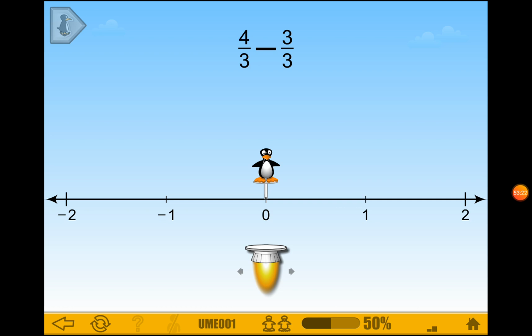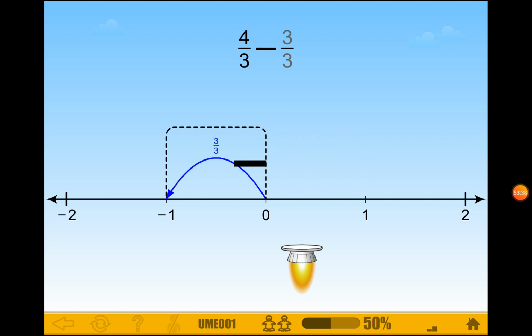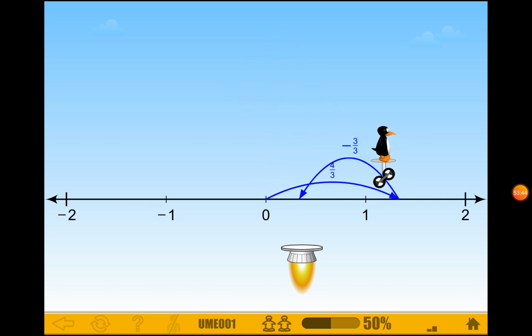So then 4/3 minus 3/3. So 3/3 is 1. So then you have an extra 1/3. So 4/3 minus 3/3 would be 1/3, and that's approximately right there. A little bit behind, but I mean I'm a little bit forward, but still good.